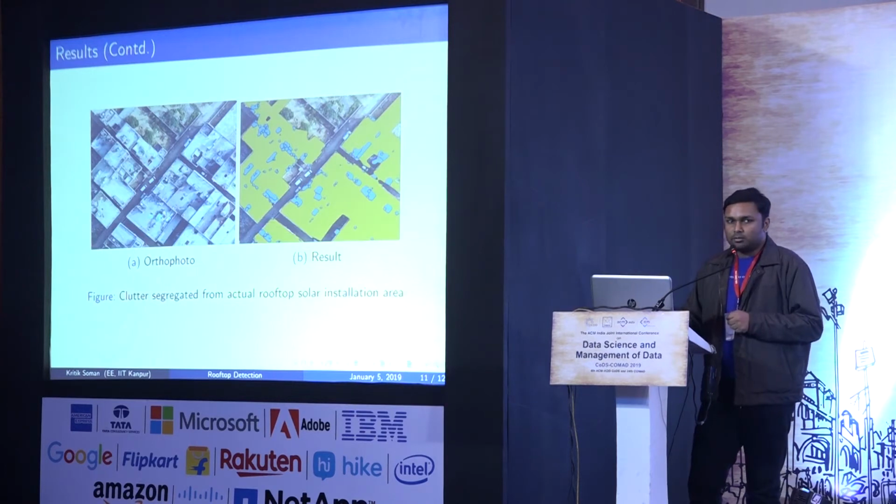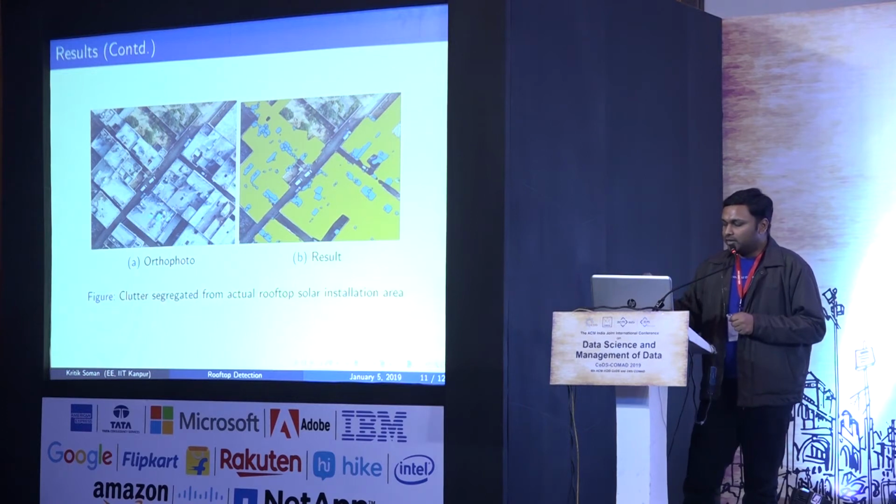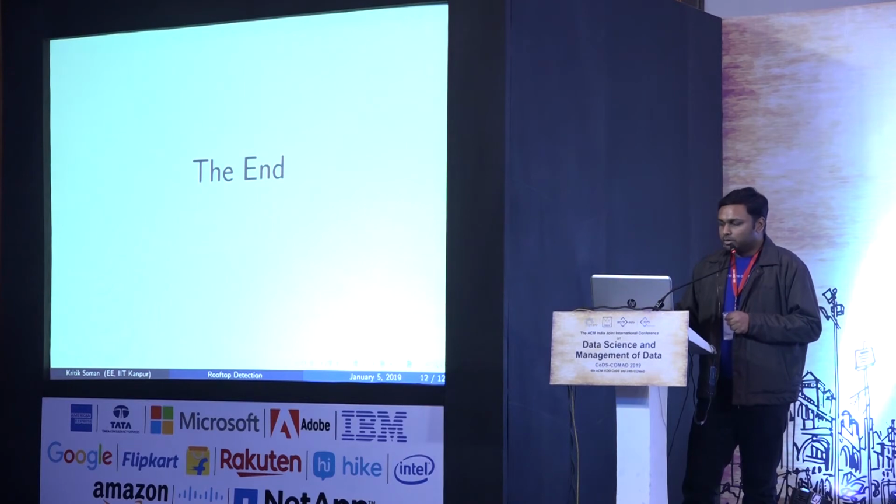The last task here was to also remove the clutter on the rooftops, because we need to provide an estimate of the area that is available on each rooftop where solar panels can be installed. Certain rooftops had clutter, like tanks and small objects on the detected segments. So we removed them, and then we computed the resultant area that was shown here. So this concludes the presentation.